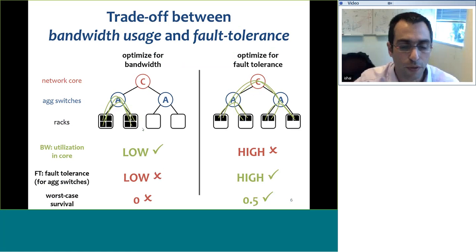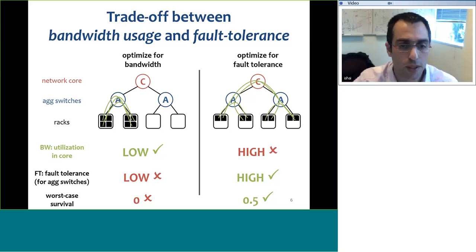The allocation on the left is of course bad in terms of fault tolerance. Why is that? Because there is the AG switch here. If the AG switch goes down, then the owner of this service loses the 8 machines. So the fault tolerance is low. In other words, the metric we're going to use is the worst case survival, namely how many machines survive in the worst case. Here, none of the machines survive, so the worst case survival is 0.